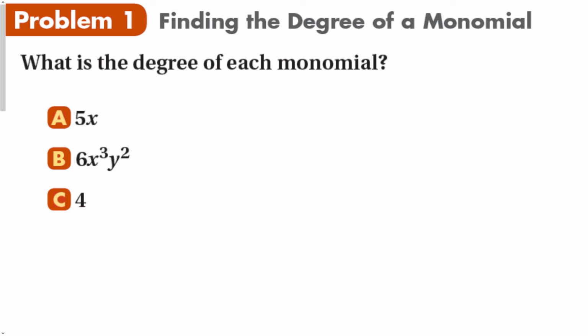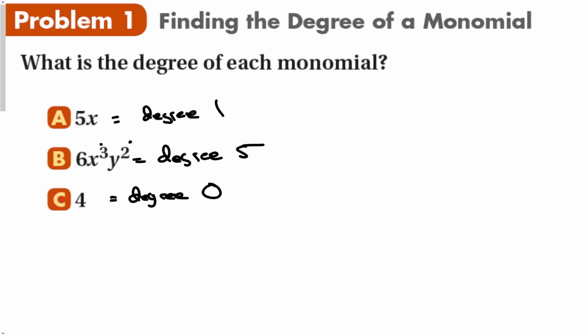So to find the degree of a monomial, we only look at the exponents of the variables. So 5x has a degree of 1. 6x to the third y squared has a degree of 5. 3 and 2. And then 4 has a degree of 0. There is no variable. Or you can say that there is a variable, it's just raised to the 0 power.